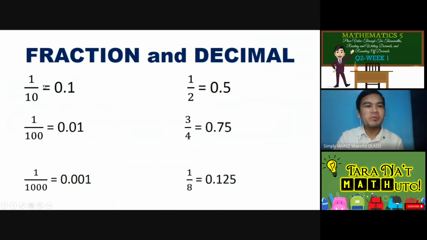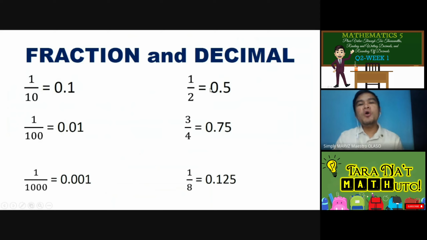Just like this one, 1/10 is equal to 0.1. If you notice, these two are read the same way. The only difference is that this is a fraction and this is written in decimal form. The second one, 100th: when we read this decimal, 100th. And we have 1,000th, which is also read as 1,000th.